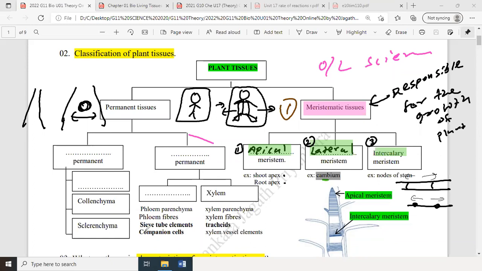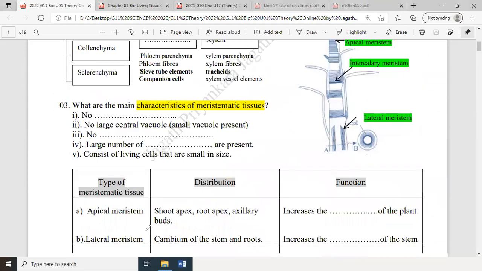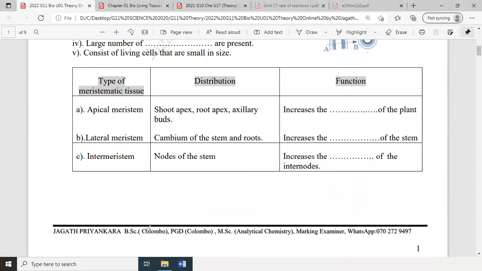The best thing is what? You should know the name of the meristematic tissue, its location, and its function. That's what I have given at the bottom of this. Look at the table also, then it's easy. I have given you the three meristematic tissues: apical, lateral, and intercalary.